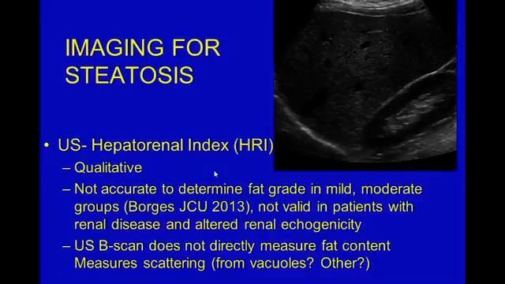Some people have suggested that we can use a Hepatorenal Index to look for steatosis. That's basically what I just showed you. If the liver echogenicity is greater than the kidney, then we call it a fatty liver. It's not accurate for very mild fatty infiltration or even moderate groups, and it doesn't work in a patient who's got renal disease because then your relative standard is impaired. The other thing is that ultrasound B-scan doesn't directly measure the fat content. It really actually measures the scattering. So we're not truly measuring the fat.